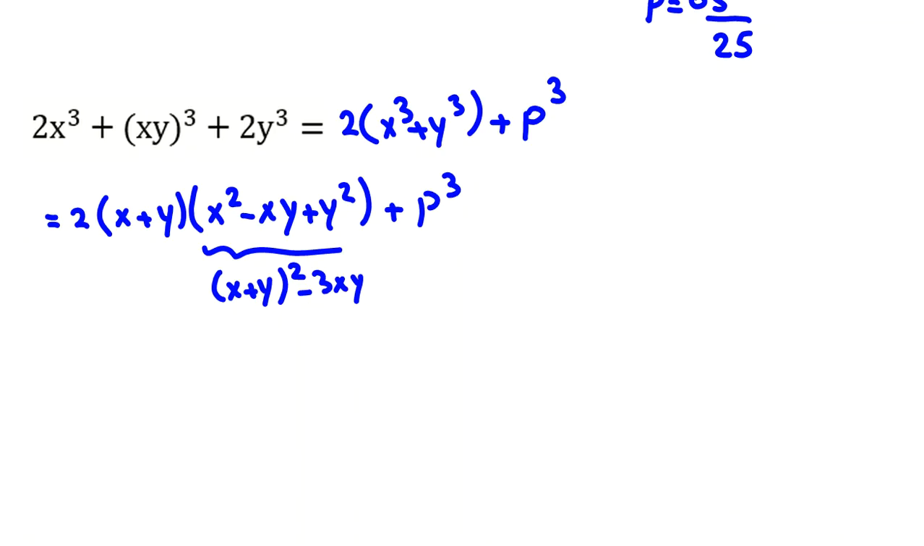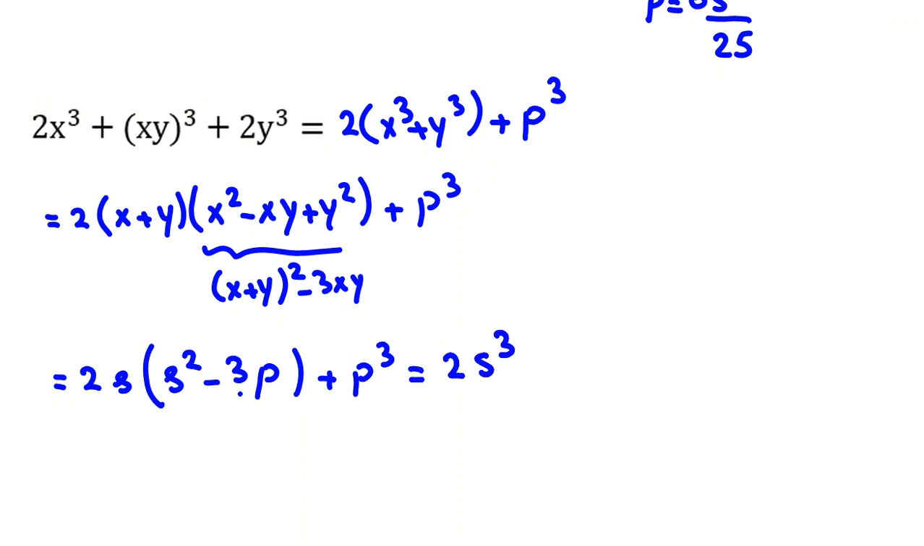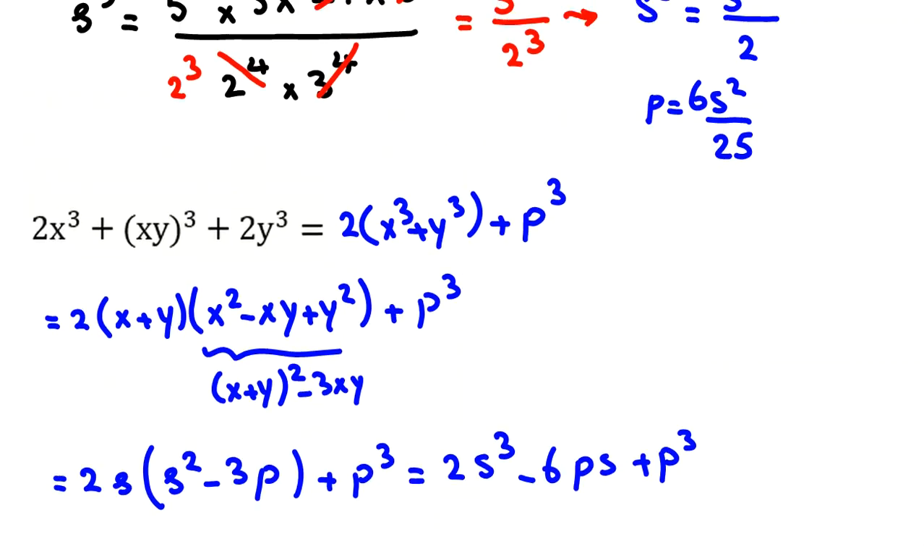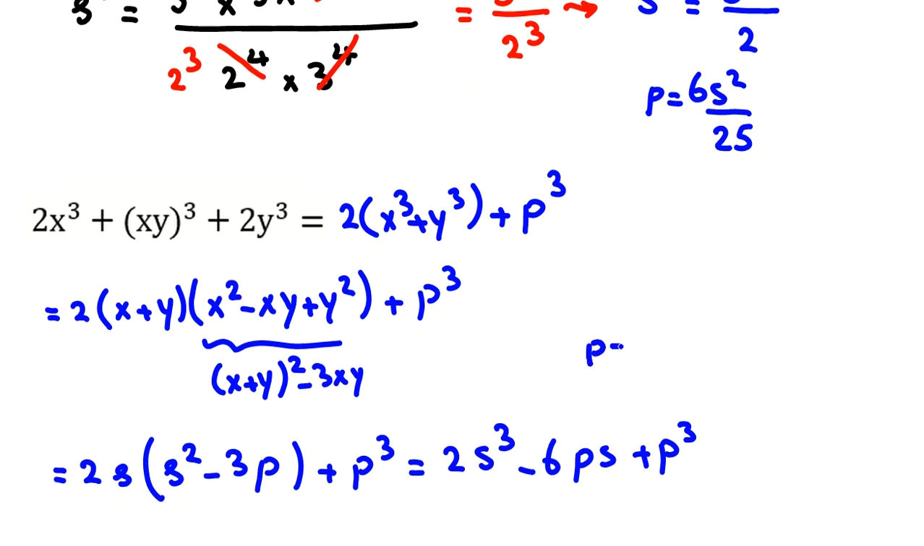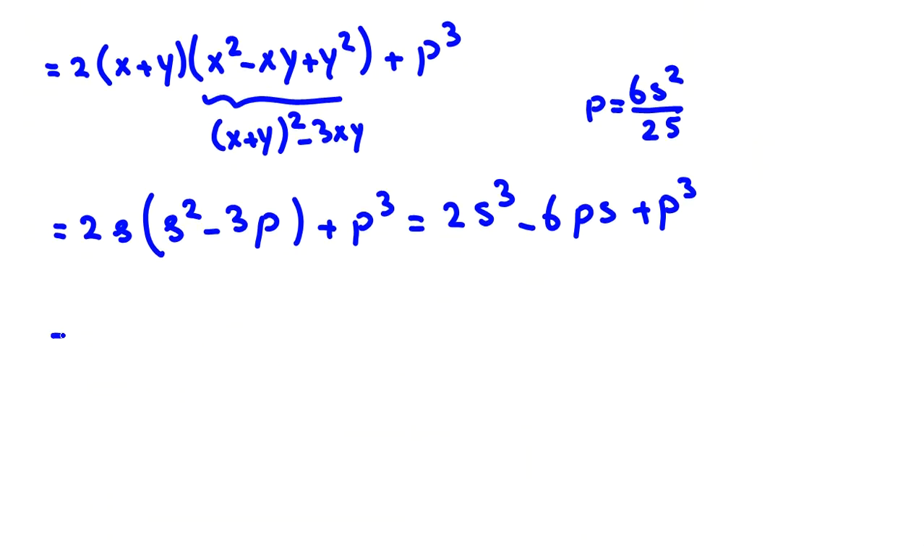So I use this. Now I say what? I say, okay, if I want to write it in terms of s and p, it is what? 2 times s squared minus 3p plus p cubed. Now we can say it is 2s cubed minus 6ps plus p cubed. So if I want to replace, we know p is 6s squared over 25. P equal to 6s squared over 25. If I replace it, then let's see what we have.